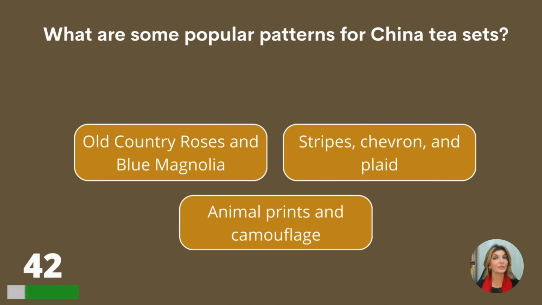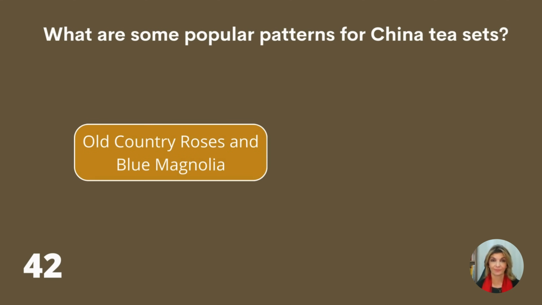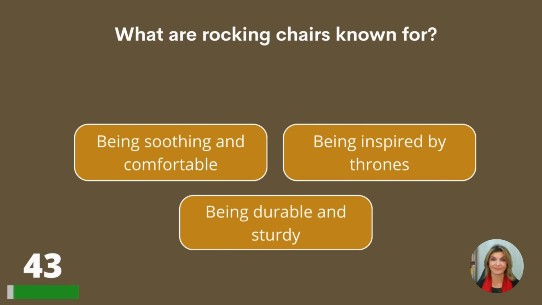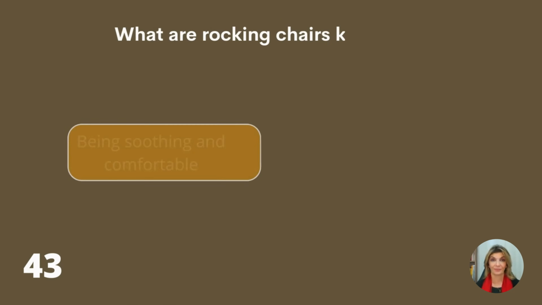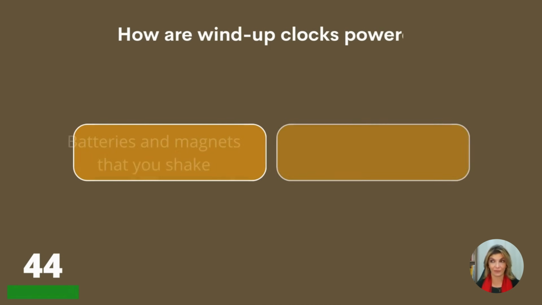What are some popular patterns for China tea sets? Old Country Roses and Blue Magnolia, stripes, chevron and plaid, or animal prints and camouflage? Old Country Roses and Blue Magnolia. What are rocking chairs known for? Being soothing and comfortable, being inspired by thrones, or being durable and sturdy? Being soothing and comfortable.